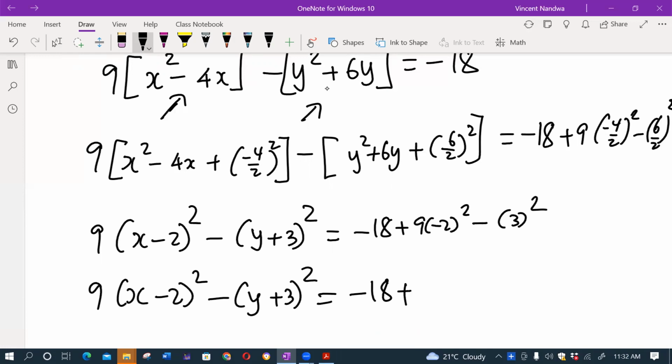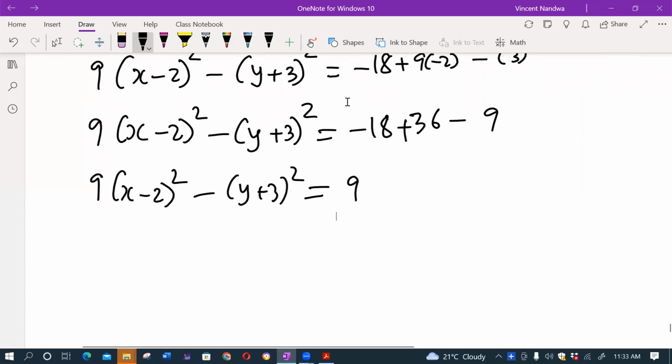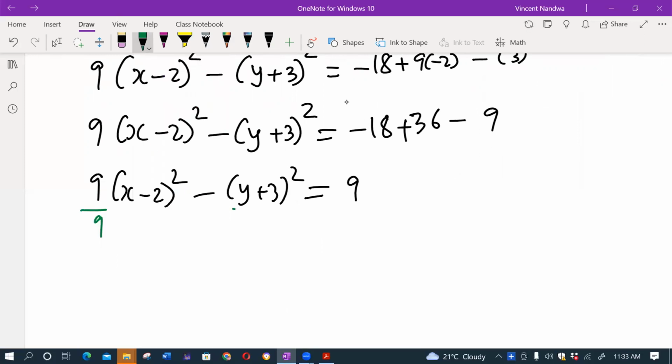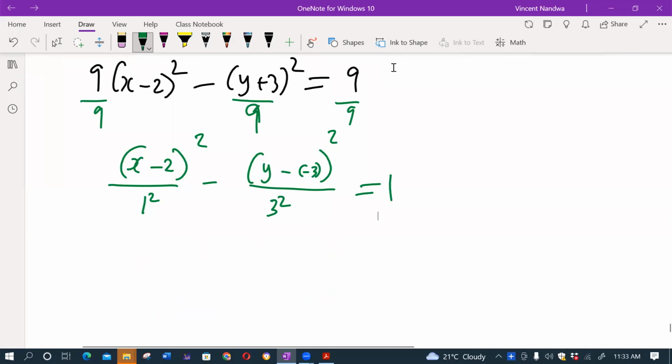Minus 2 squared is 4, times 9 is 36, minus 9. But minus 18 plus 36 is positive 18, minus 9 is 9. So 9 times (x minus 2) squared minus (y plus 3) squared equals 9. Then I divide through by 9. Dividing through by 9, I have (x minus 2) squared over 1 squared minus (y plus 3) squared over 3 squared equals 1, which is the standard equation of a hyperbola.